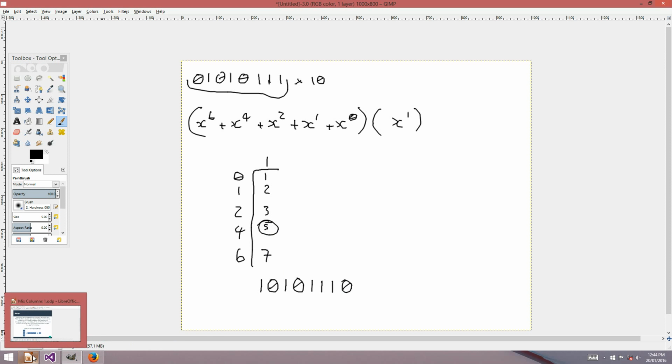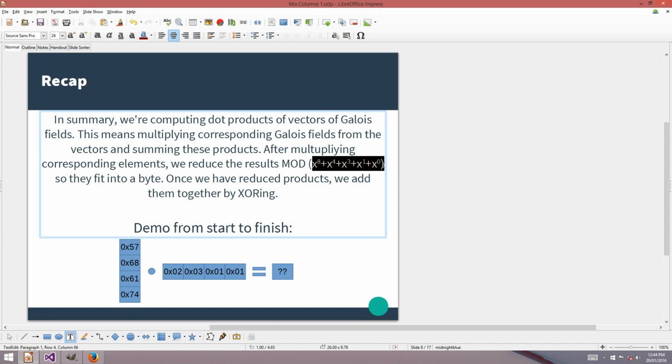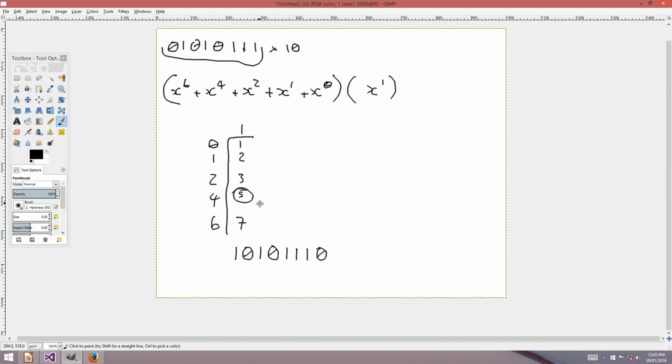So if we come back to our page over here, we've now got to reduce it modulo this value just here. So 8 4 3 1 0. I always forget this polynomial. All right, 8. There's no 7, there's no 6, there's no 5, there's a 4, there's a 3, there's a 1, and a 0. Okay, so that's the polynomial that we have to reduce by again.